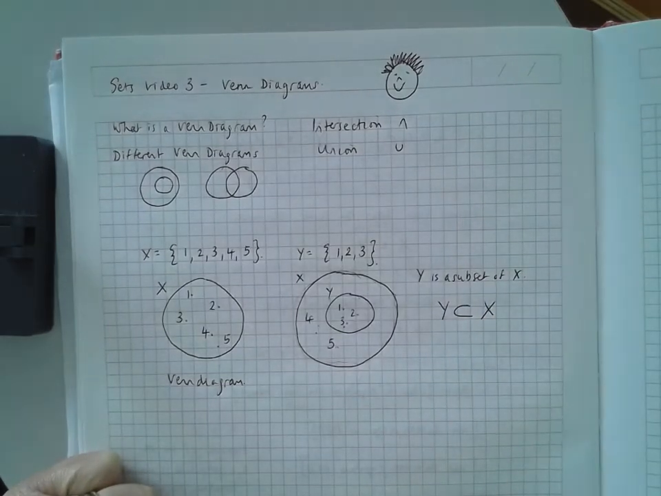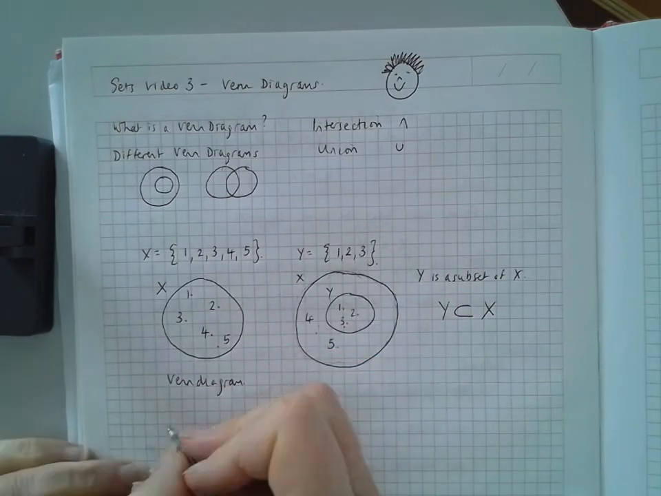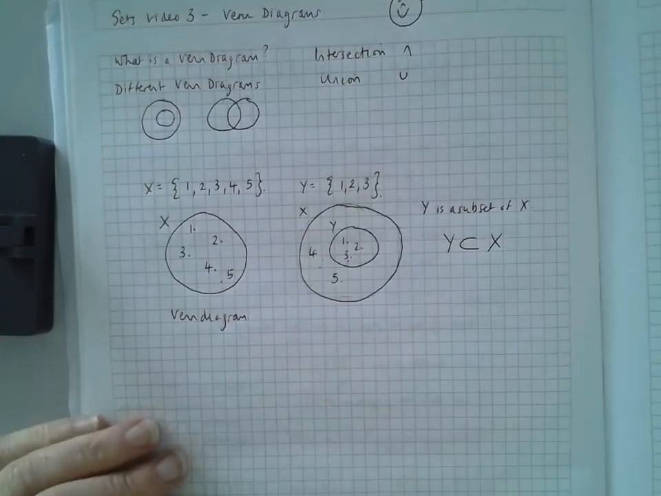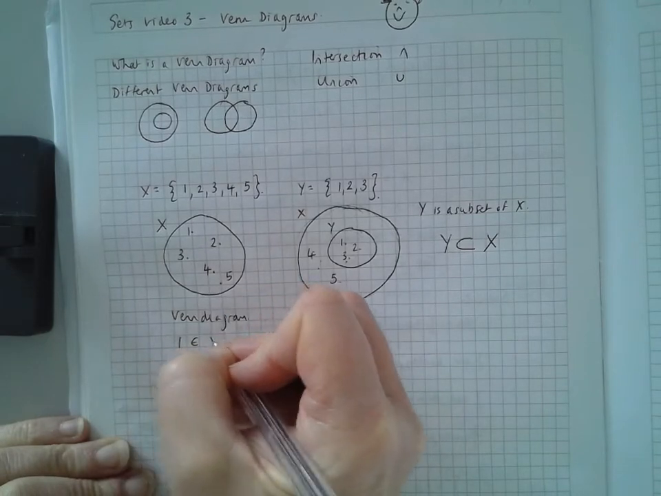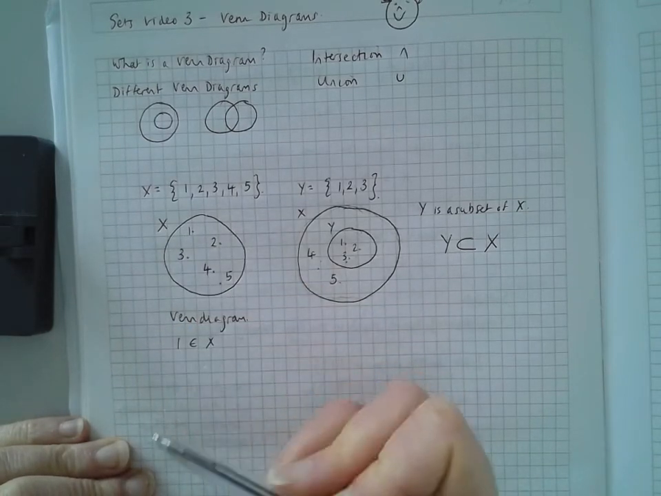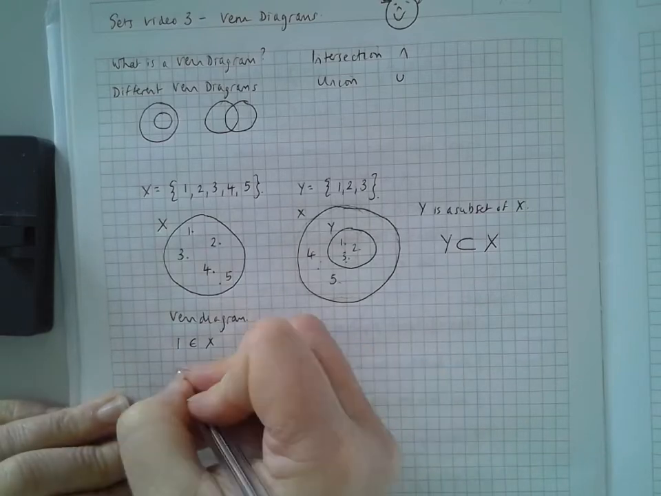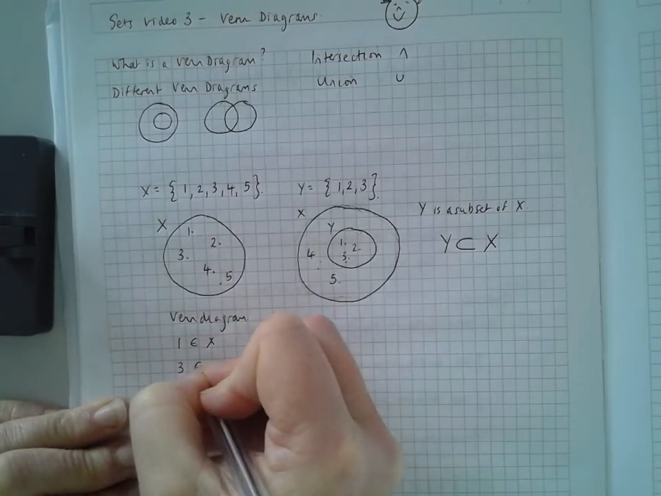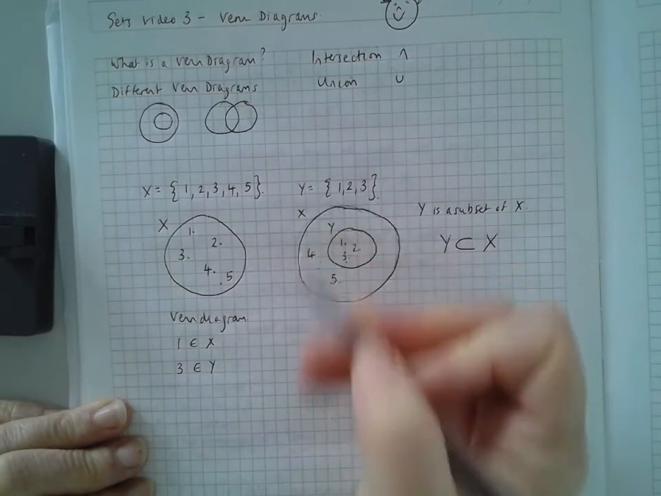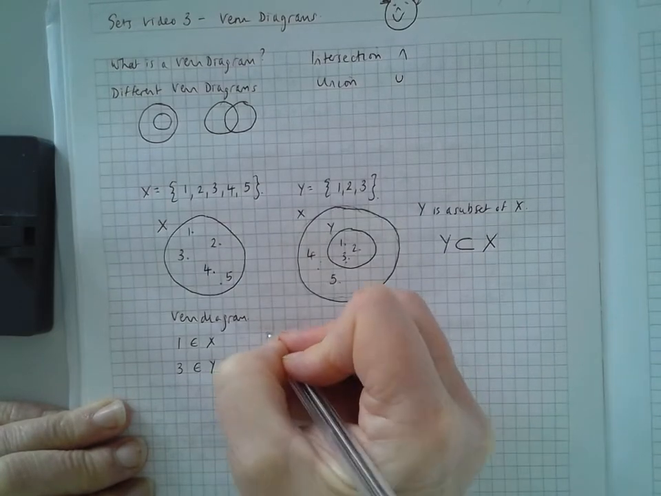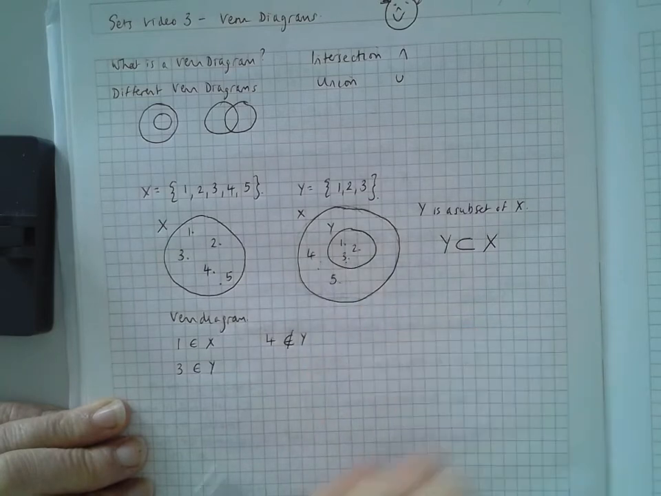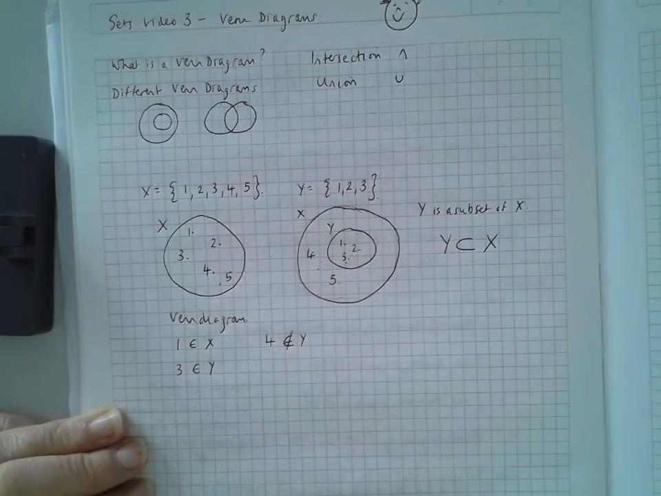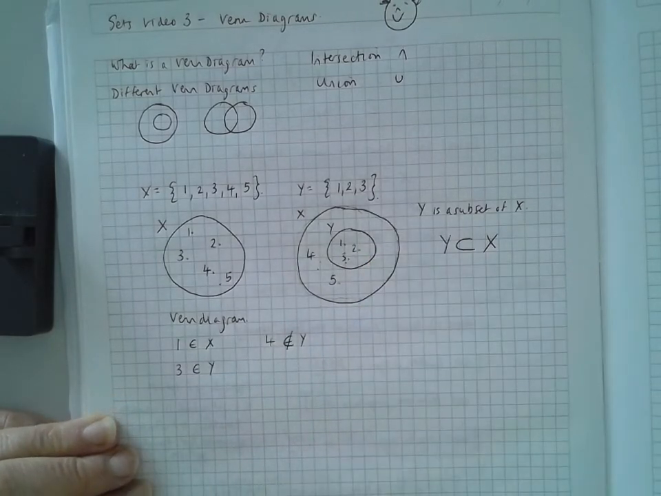Remember quickly as well that we have other notation that we've looked at. So we've seen, for instance, I could say here that 1 is an element of X. That means 1 is in set X. I could write down that 3 is an element of Y because 3 is in set Y. I could write down that 4 is not an element of set Y because 4 is not in set Y. It's not inside the circle Y, and it's not in the set Y.